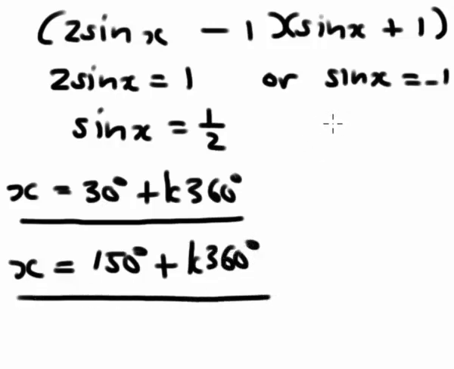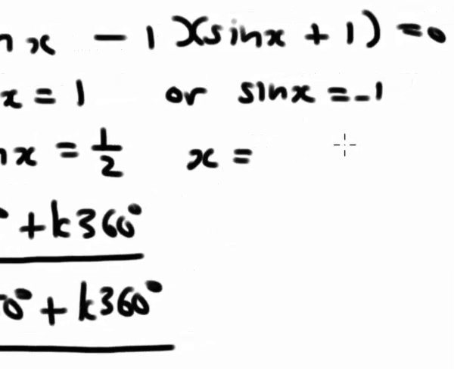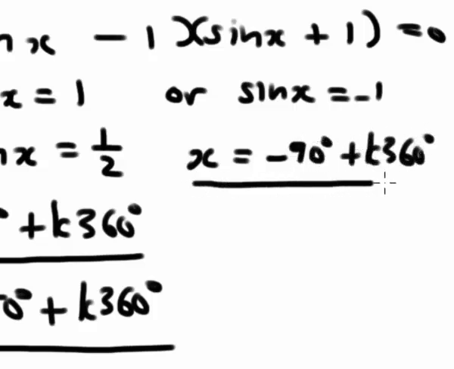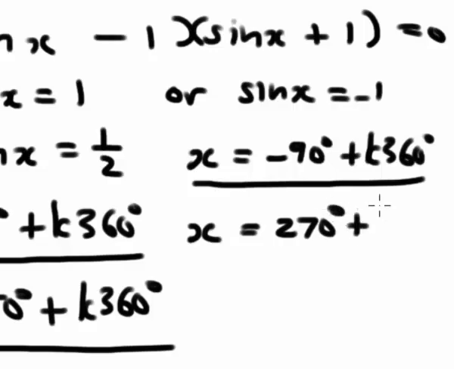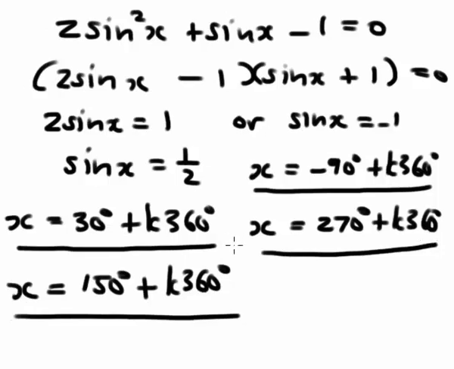This one would be here. X would be shift sine of negative 1, and we would then get negative 90 plus k360. There's your one solution. Or you can go x is 180 minus this negative 90, which is 270 plus k360. And there you've got yourself some general solutions there. Okay, so there's 4 there.